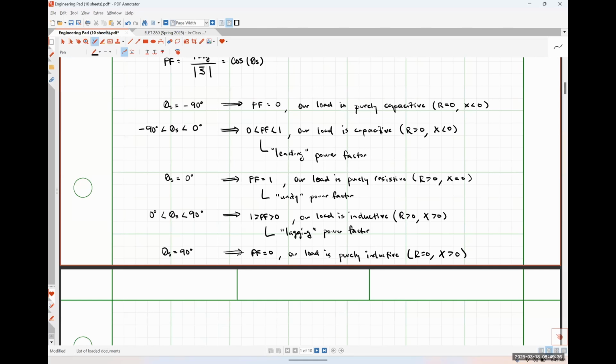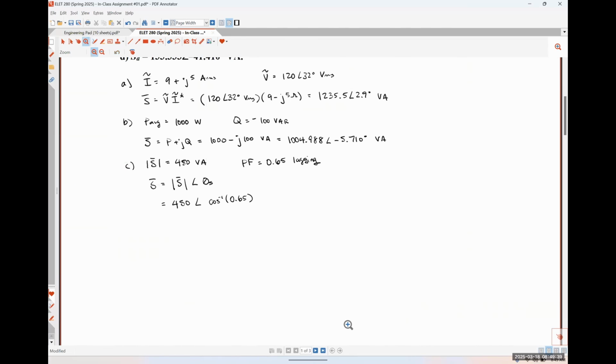So we'll actually have to include a negative sign in our arc cosine operation to make the calculator spit out the correct result. Okay. So since we were told that this power factor is already lagging, I'm just going to put a plus sign here to remind me that my angle is supposed to be positive. And then I'm just going to throw this into my calculator, right? So I'll have 450 angle inverse cosine of 0.65. And I got 450 with an angle of 49.458 degrees.